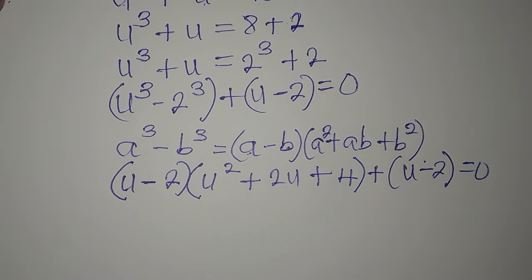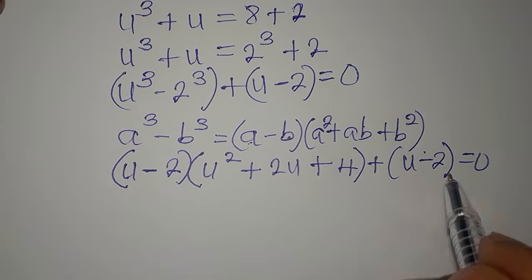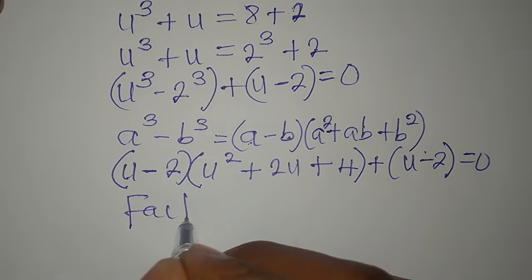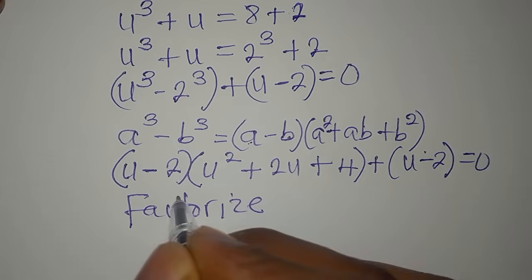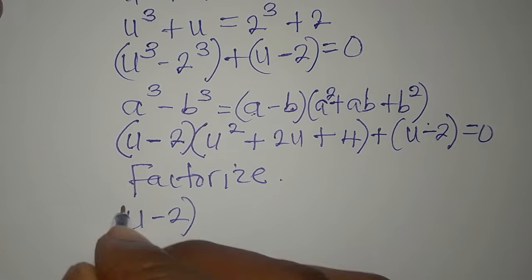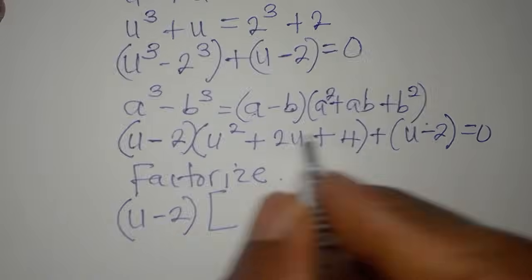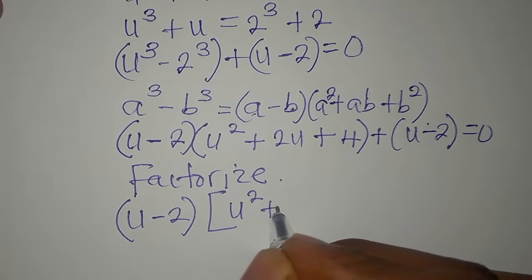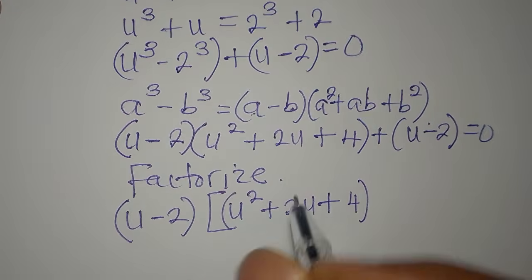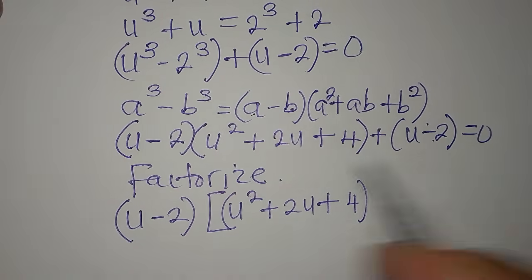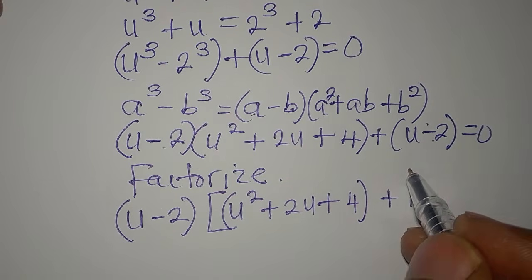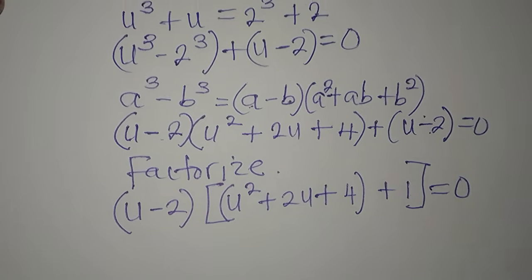Now let's continue from here. If you look at what we have here and this particular one, they are the same, so we can factorize. We can carry out factorization, and that will bring out u minus 2 as the common factor. Then we have u squared plus 2u plus 4, right? This is coming from here, and when you divide this by this, you're going to have 1 over there. This plus is coming, then this becomes 1. Then we equate to 0.